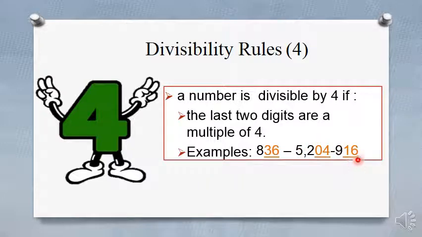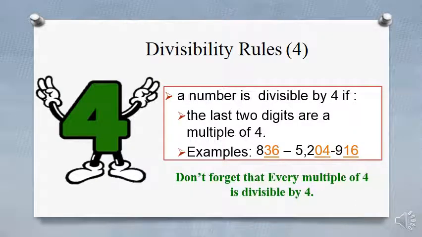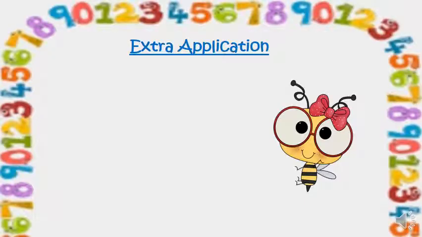Look at the last number, 916. We look at the ones and tens, which are 16. It's a multiple of 4. So this number will be divisible by 4. So now let's make an extra application.